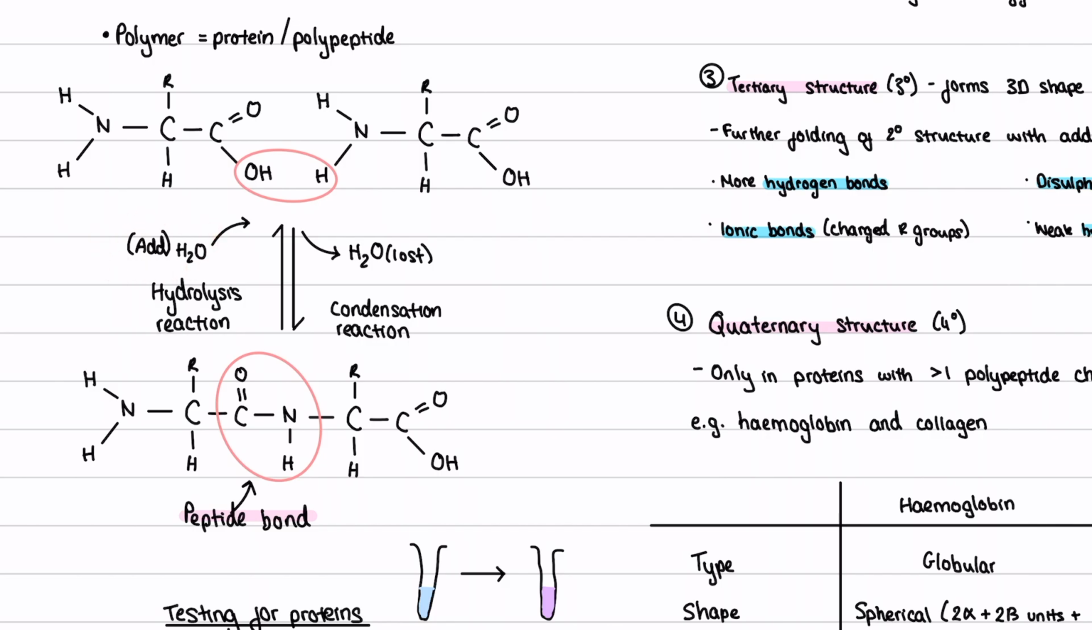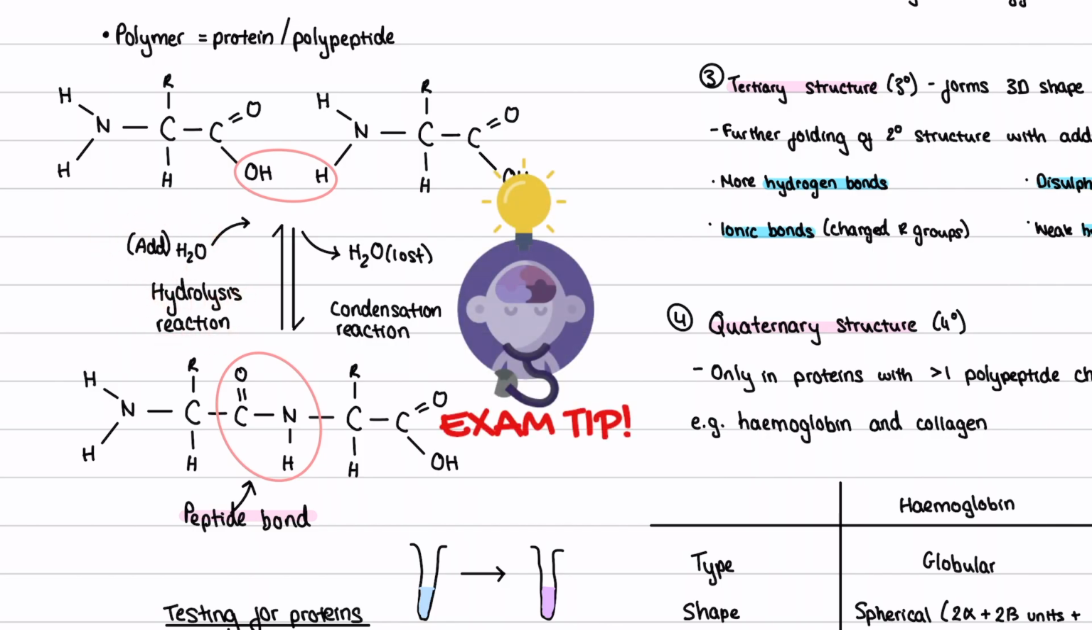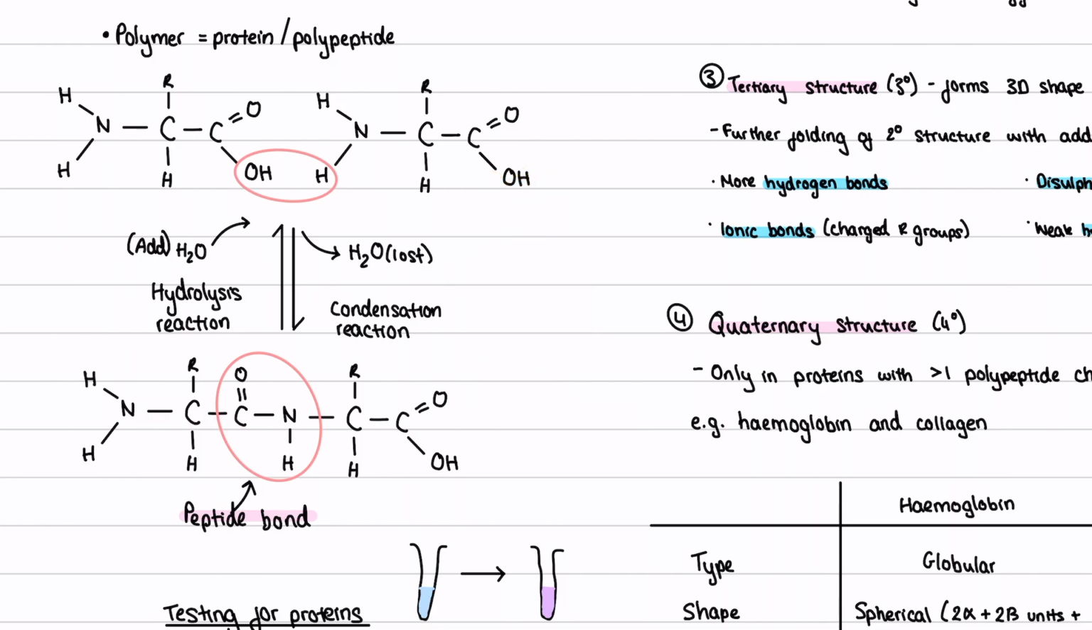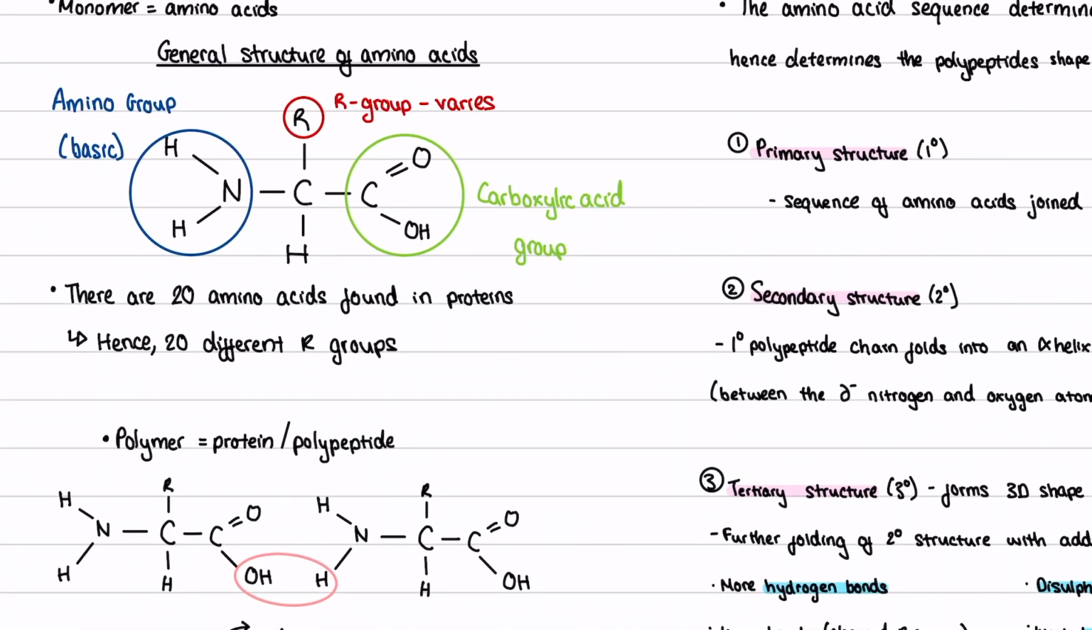In your exam, it is important that you are able to join amino acids together and highlight the peptide bond. However complicated the R group may look, take it back to the basic, generalized structure of an amino acid and add the R group in last.